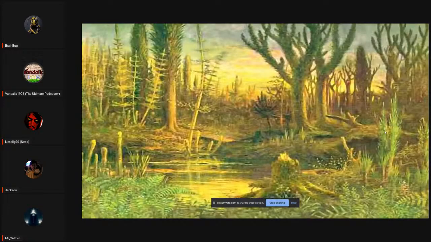So this was just an image I found. And that's the late Devonian. Yeah, this was late Devonian. But this was what river sediments started. Or river. Lycopods. Yeah, it's weird.